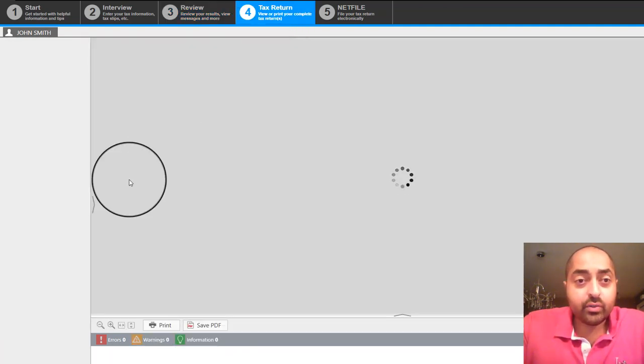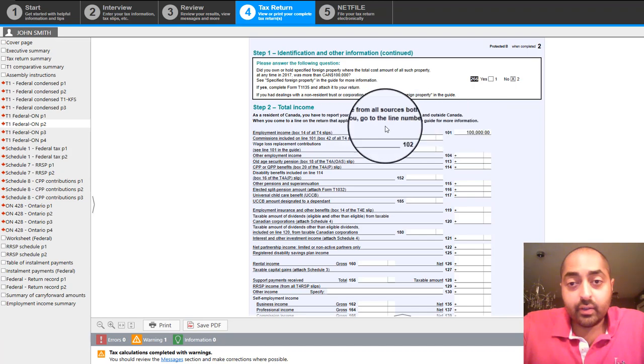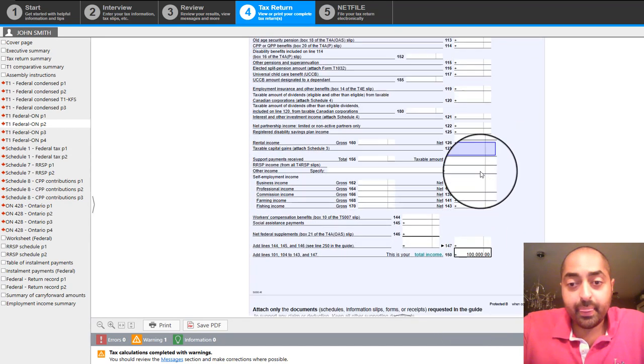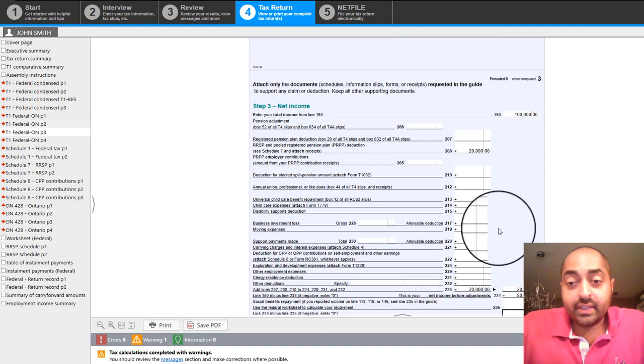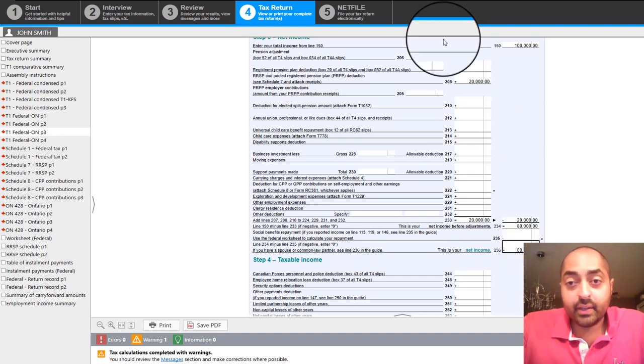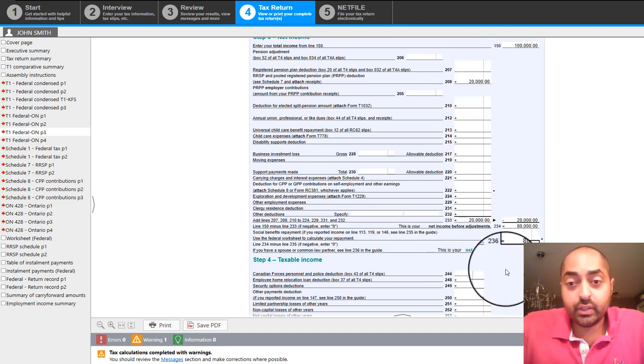If you look at the tax return, you can see his total income includes his employment income here of 100. But his net income will be reduced by his RRSP contribution. So he's down to 80K because of his RRSP contribution.